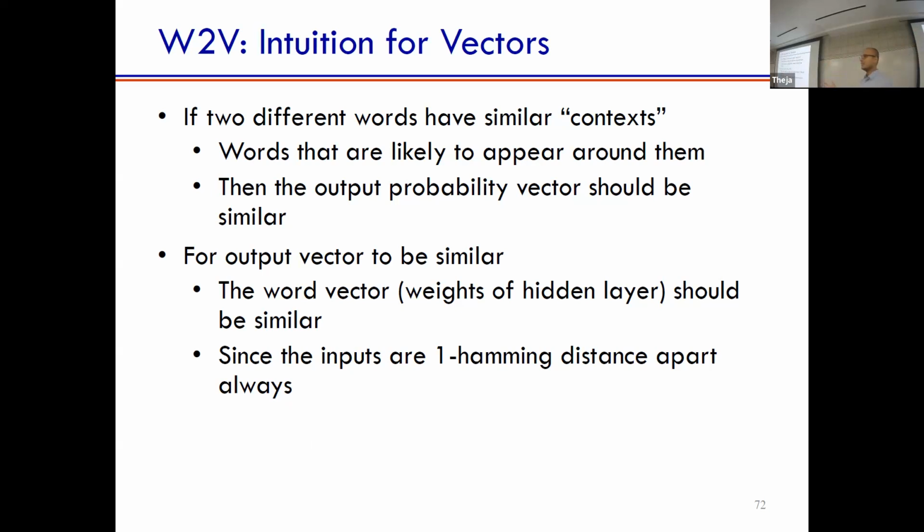If the output vectors are similar, but the output vectors are just a linear transformation of something that was produced at the hidden layer, then the output vectors should be similar for two words. That means that the hidden layer should be similar, because it's a linear transformation. If two things are similar or nearby, a linear transformation doesn't expand or contract or change the similarity aspect. It scales and does everything uniformly for all the points. That means the hidden vectors should be similar for these two words.